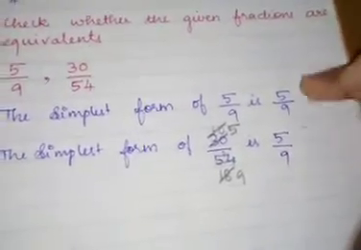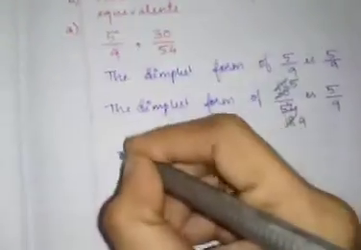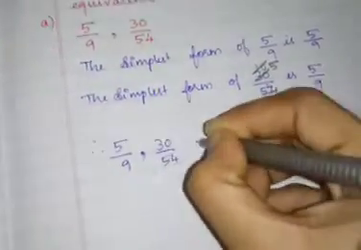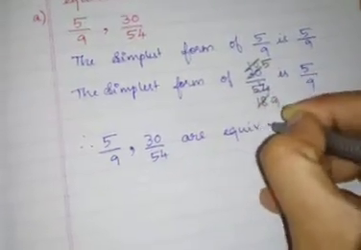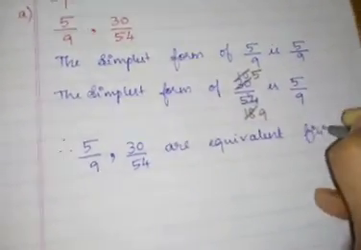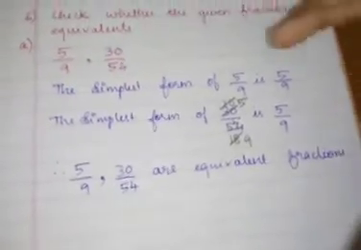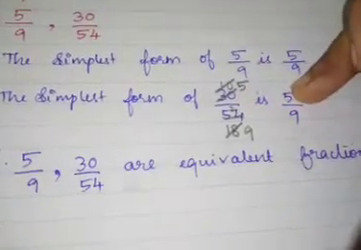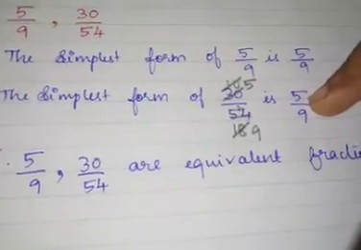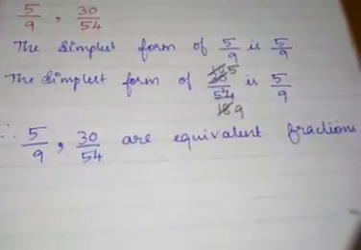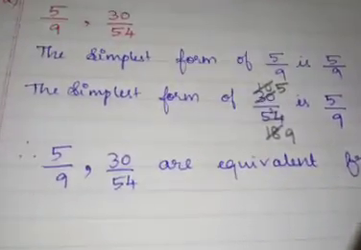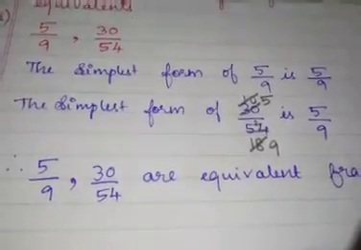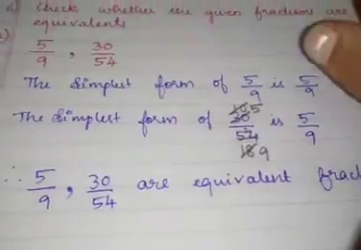So both have the same simplest form. Therefore 5 by 9, 30 by 54 are equivalent fractions. Why am I saying they are equivalent fractions, children? Because this simplest form is 5 by 9 and this fraction's simplest form is also 5 by 9. Both are the same. So we can say that both are equivalent. Okay. And your B and your C problem is your homework. In that problem also in the same way you should find the simplest form for both the values and check whether both are the same.